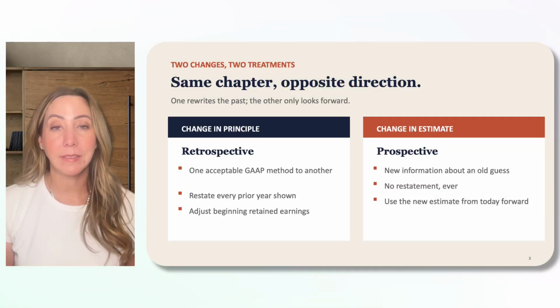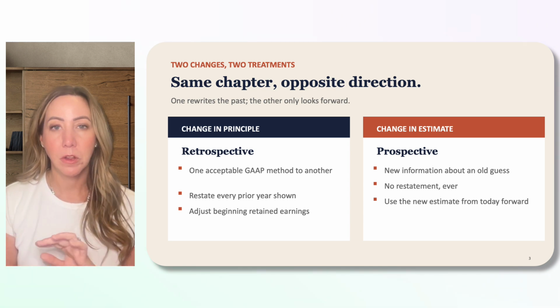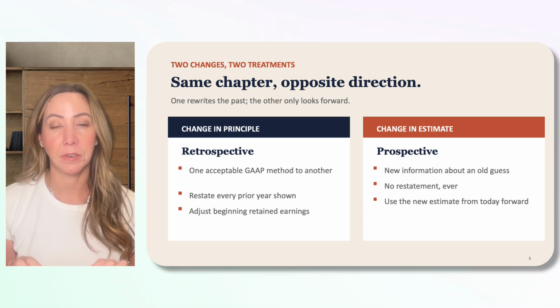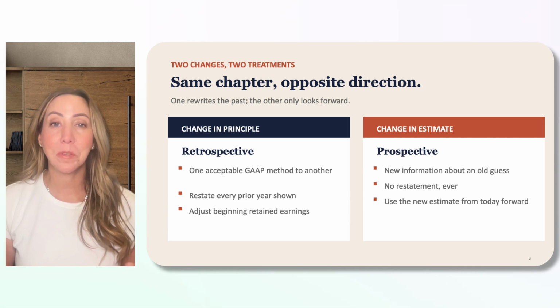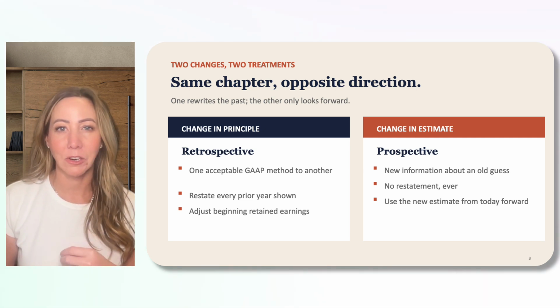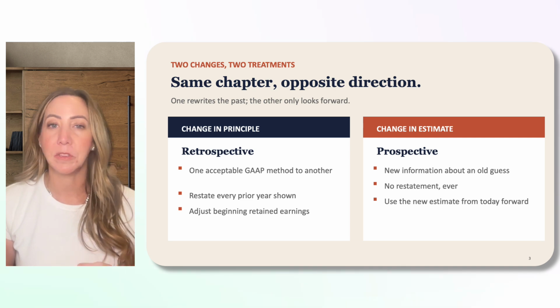A change in accounting estimate, revising a useful life, a salvage value, an uncollectible percentage, or a warranty rate, gets prospective treatment. No restatement, no adjustment to retained earnings, no apology. Estimates were the best guess available at the time, and new information doesn't just make the old guess an error. We simply use the new estimate from this point forward.